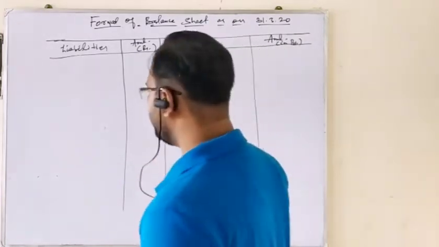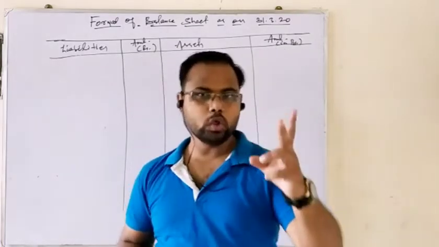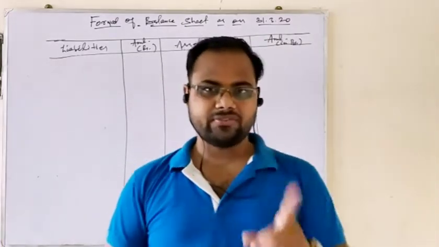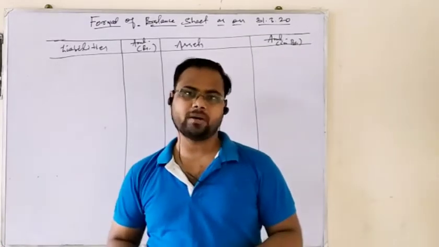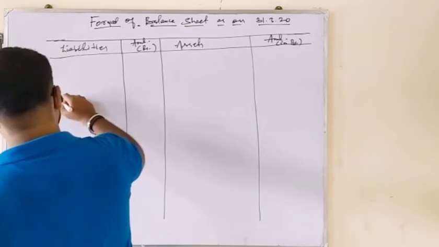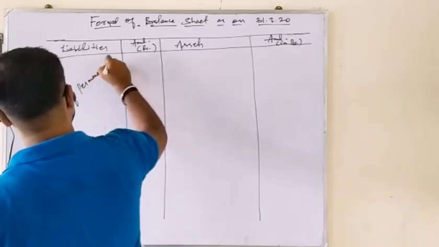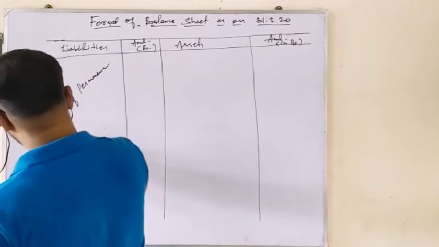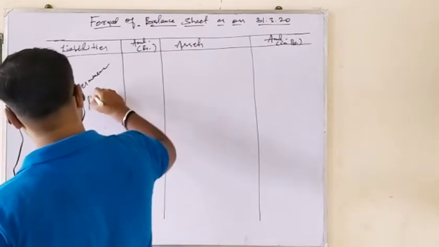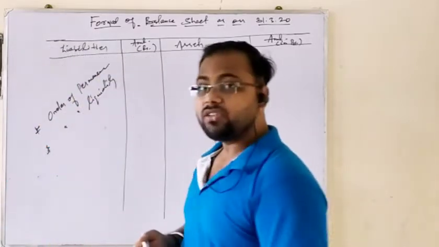Actually, there are two ways of preparation of balance sheet. First is the order of permanence. I am writing it here. We shall discuss what these orders are all about. Second is the order of liquidity. Please look carefully.